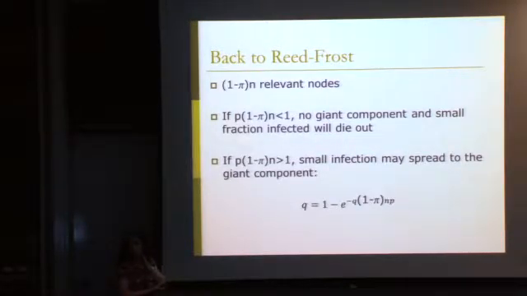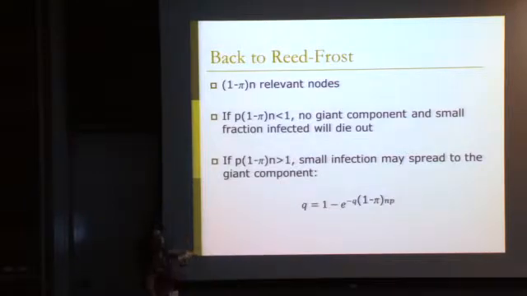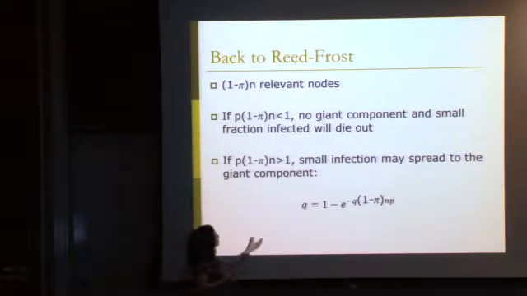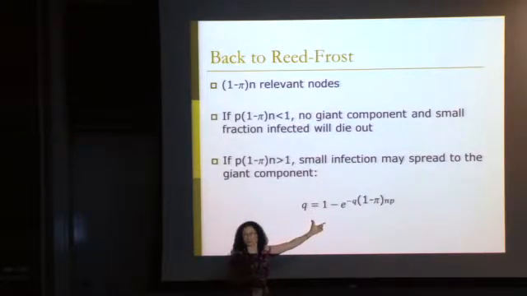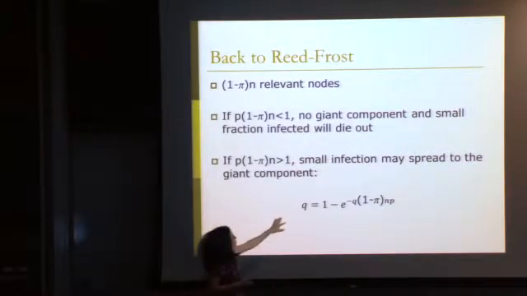This just corresponds to the average degree being less than 1. If p times the effective number of nodes is greater than 1, so the average degree in our effective network is greater than 1, a small infection may spread out to the giant component, and in fact, we even have an equation for the size of this large component. We can even estimate for how many people it will spread out, because we have this equation.